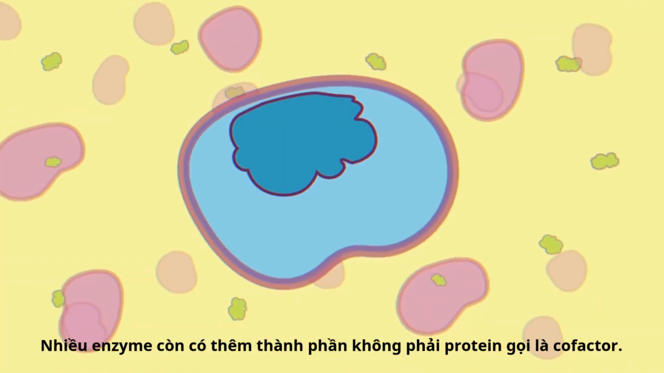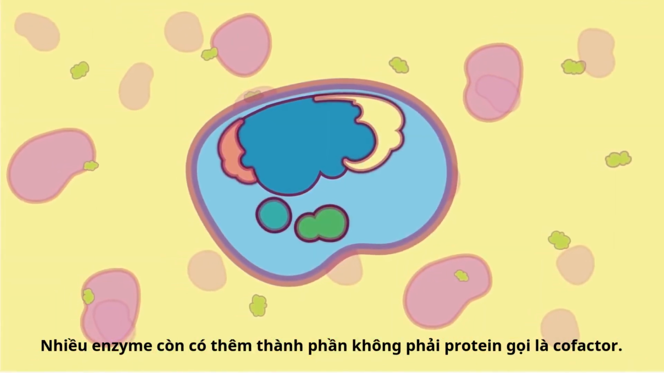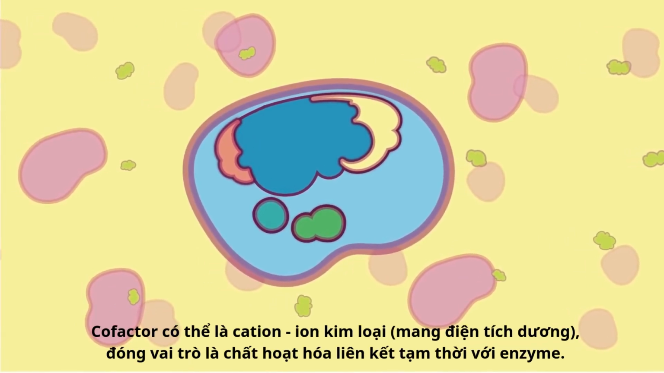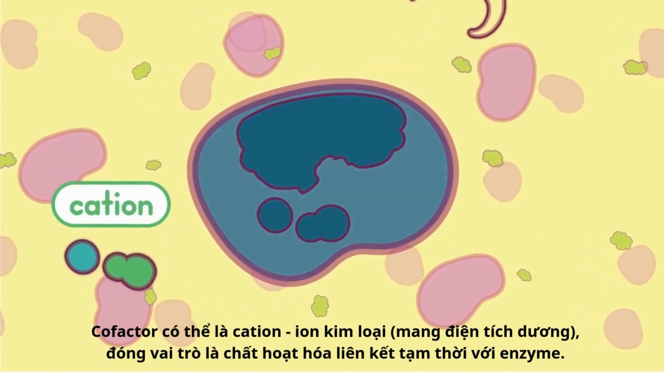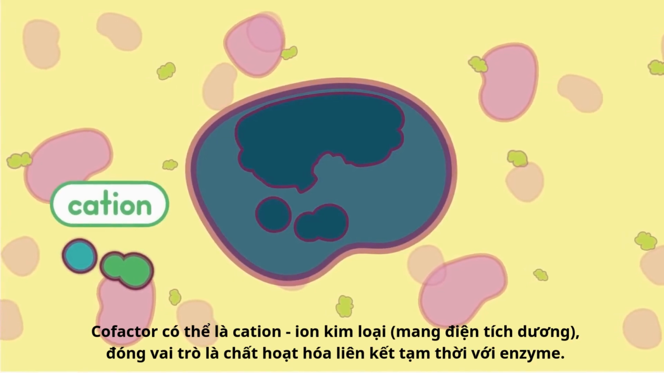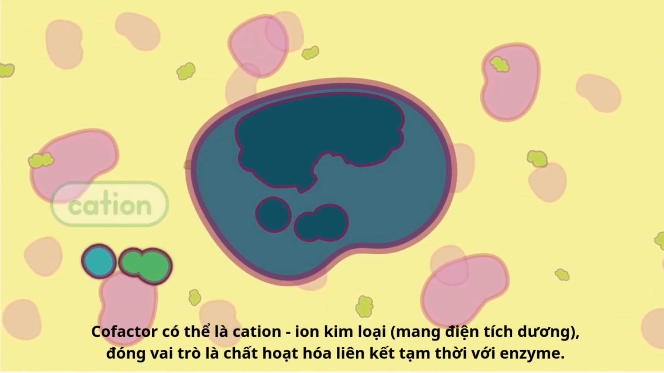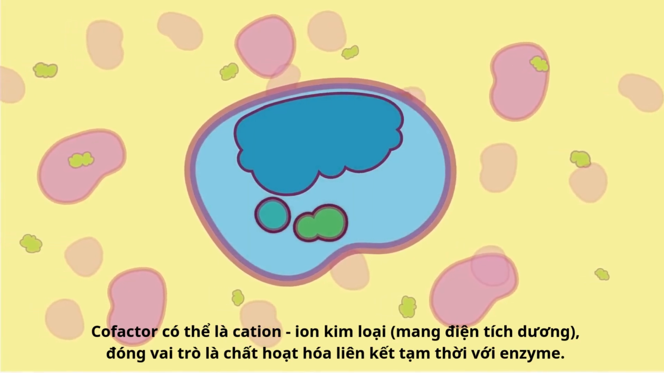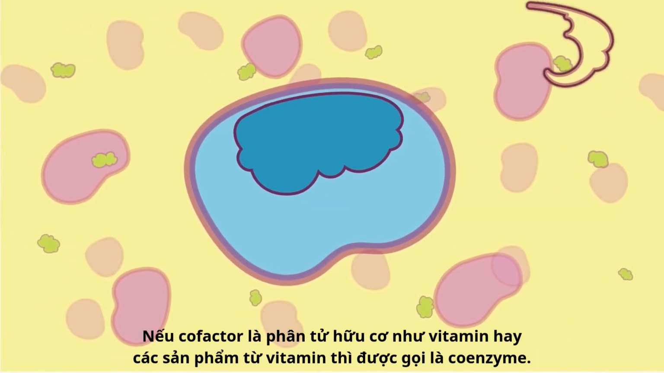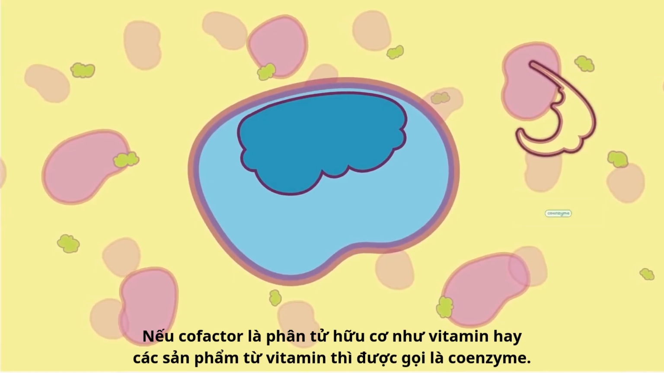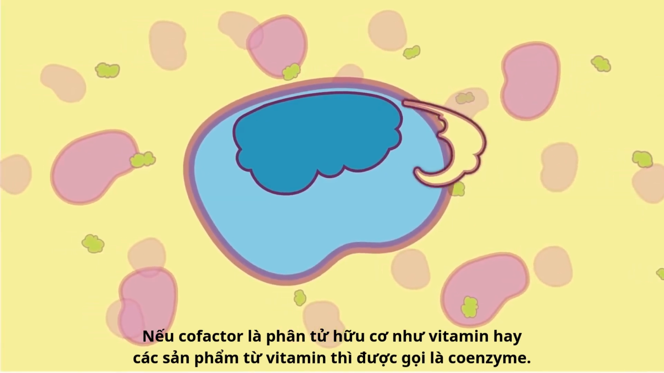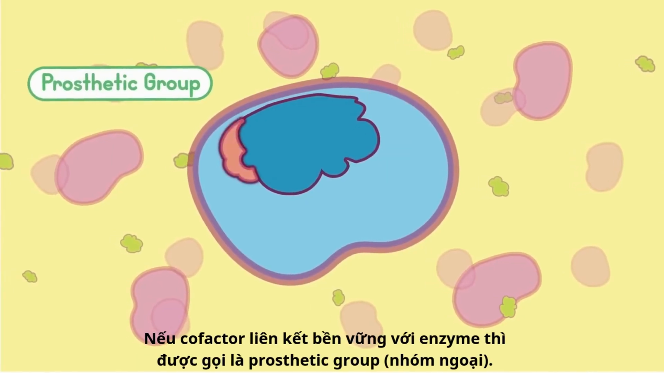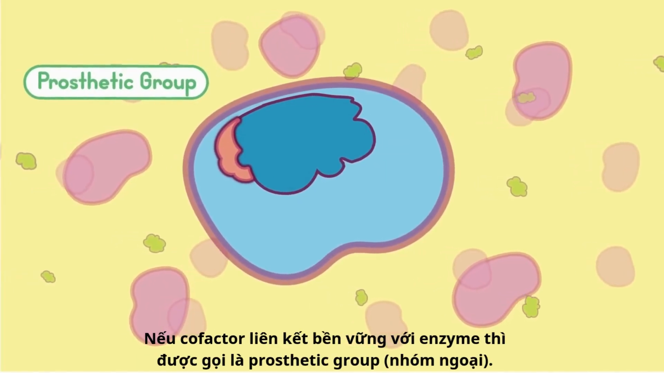In addition to the active site, many enzymes consist of a non-protein part called a cofactor. Cofactors may be cations, positively charged metal ions, or activators, bound temporarily to the active site to activate the enzyme; organic molecules, vitamins or vitamin products, called coenzymes, that join the enzyme substrate complex temporarily; or prosthetic groups, permanently enzyme bound.